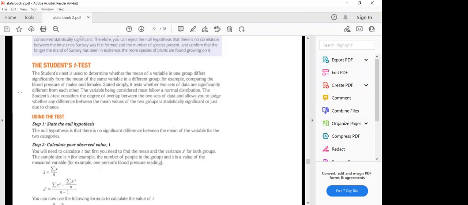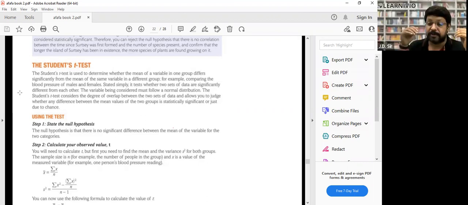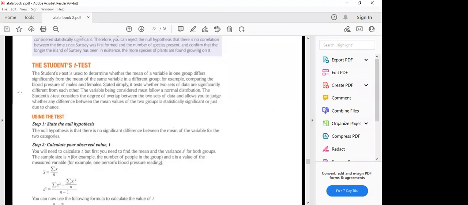Yes. So whether there is a similarity between the mean values of the two groups or there is a difference. If you have to check the similarity and difference of the mean values, then you have to go for the t-test, right? Okay. Fine.